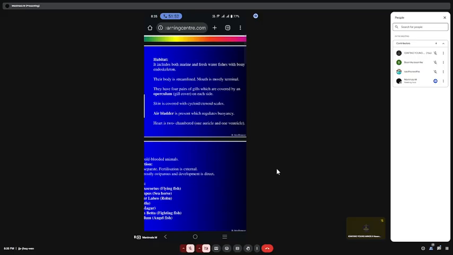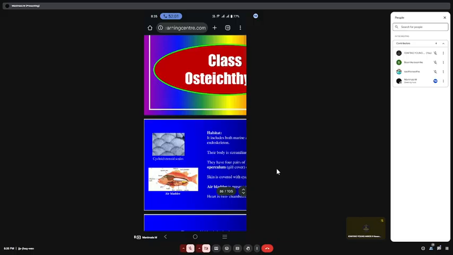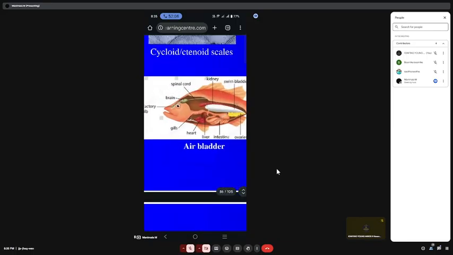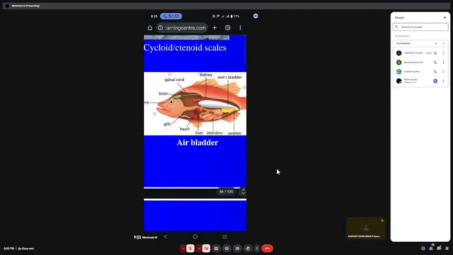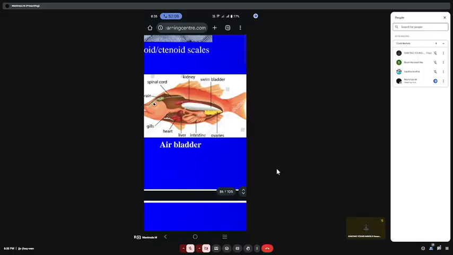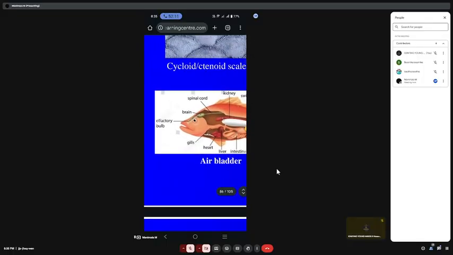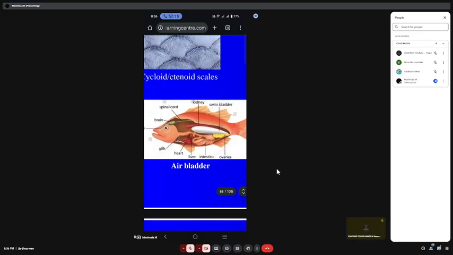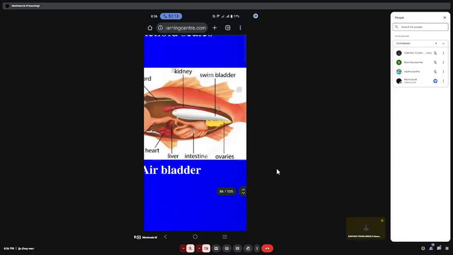And now the mouth part. In chondrichthyes I told you it is on the ventral side, but in osteichthyes it is at the terminal end. So this is about the fishes: ovaries, intestine, liver, heart, olfactory bulb, brain, and air bladder, everything is present. The swim bladder is given here.